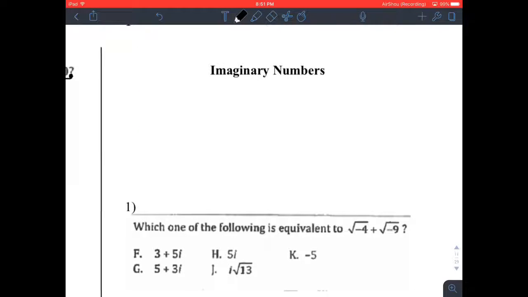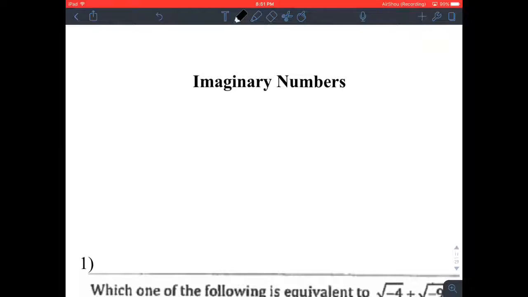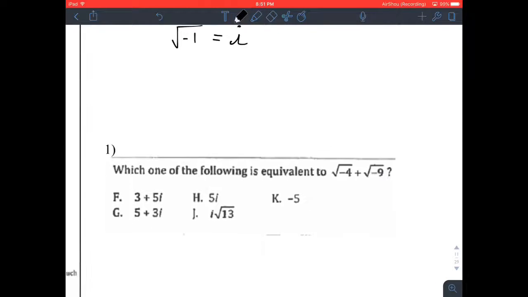Imaginary numbers. Here's the definition of an imaginary number. The square root of negative 1 is defined as i. That's it. Square root of negative 1 is defined as i. Let's look at an example.